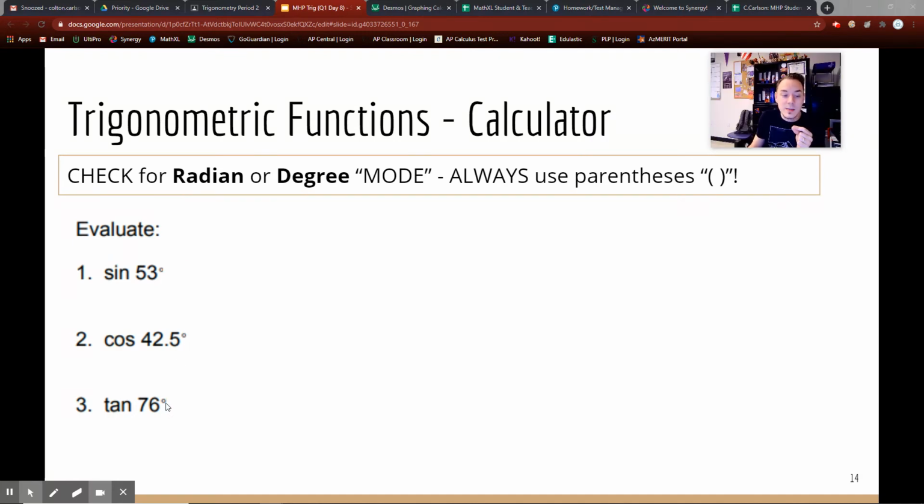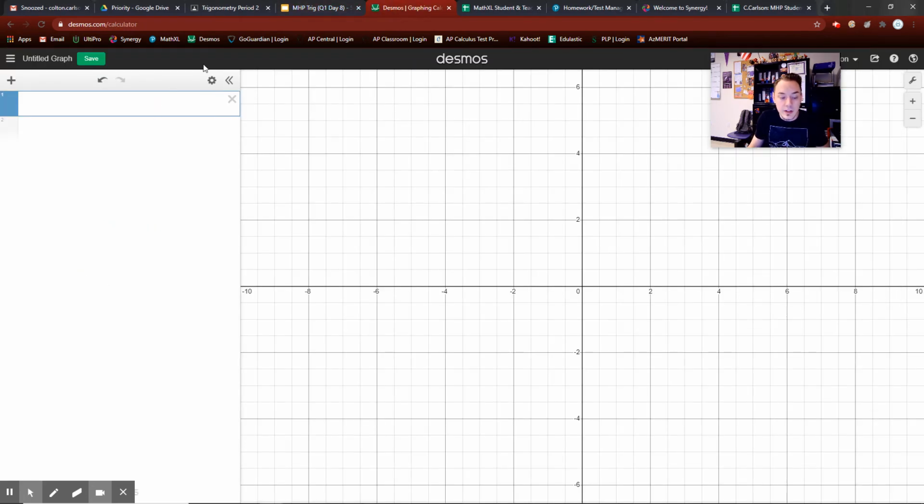If they give you a degree symbol, it's degrees. If they don't give you a degree symbol, it's automatically radians. So how do I evaluate sine of 5.3? We go to desmos.com and we literally type in sine and then 5.3. Yes, it is that simple, I promise you. And then that is my answer.